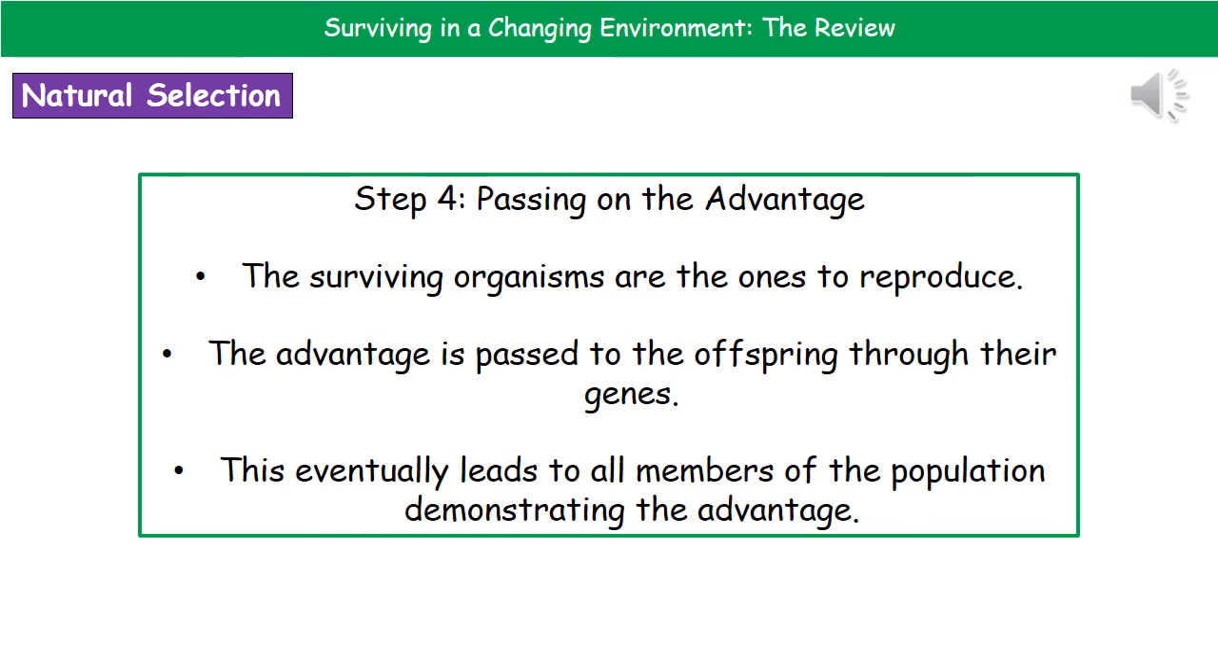The final stage then looks at what happens to pass on that advantage. When we've got those organisms that are better adapted, they're the ones that will survive and they're the ones that are going to reproduce, which means that that advantage is then going to be passed to the offspring through their genes. So what we eventually find is, over a long period of time, all members of the population demonstrate that advantage, because it's only been those organisms that have the advantage that have survived. Those ones that have survived have been able to reproduce, and those that have reproduced have passed on the genes for the advantage.